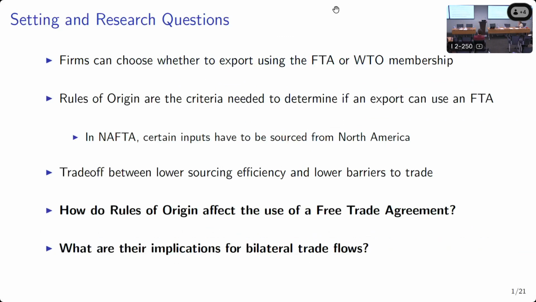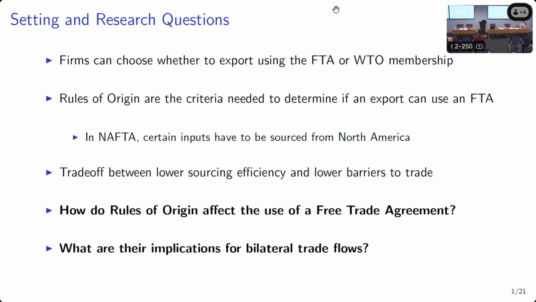Now, when Mexican firms export to the US, they basically have the choice of either using the trade agreement or not using it. If they choose to use it and the product they're exporting to the US is Mexican, they don't have to pay any tariffs. But what does it mean for a product to be Mexican? This is defined by the rules of origin, which are the criteria needed to determine if an export can use the free trade agreement, NAFTA in this case.